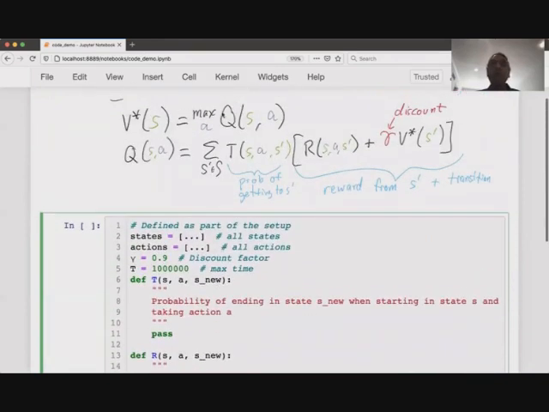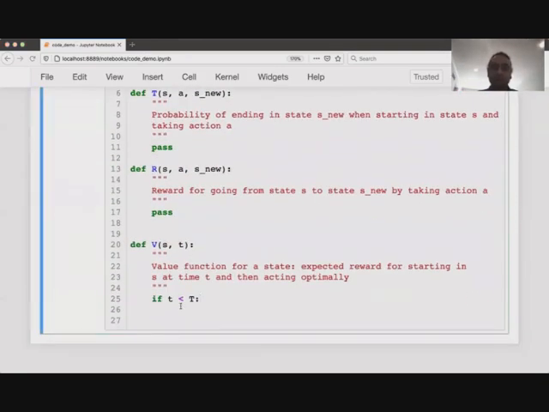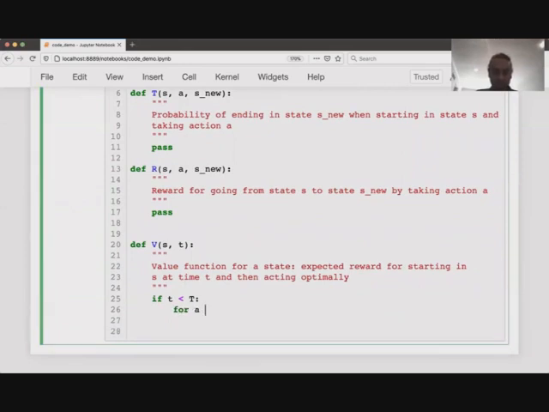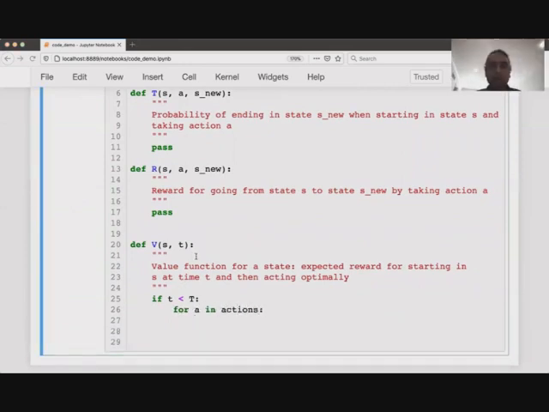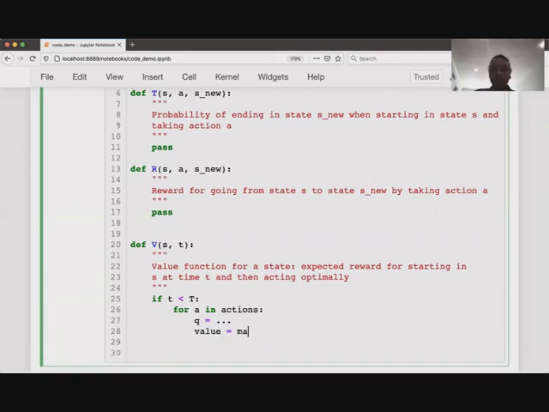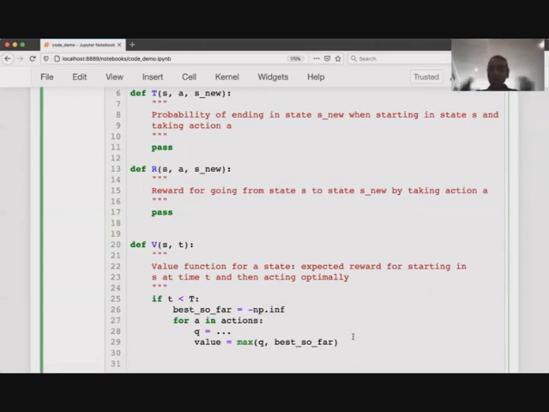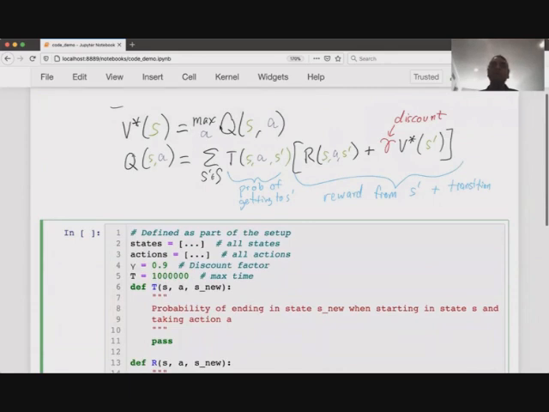Well, we're going to take a max over all the actions, right? So we'll end up looping over all the actions. So for A in actions, we're going to compute some stuff, Q equals stuff, and then we'll just do the value equals max of Q and best so far. And we'll start off by initializing best so far to negative infinity, right? So we're just taking a max over all these. So far, what have I implemented here? I've implemented just this max.